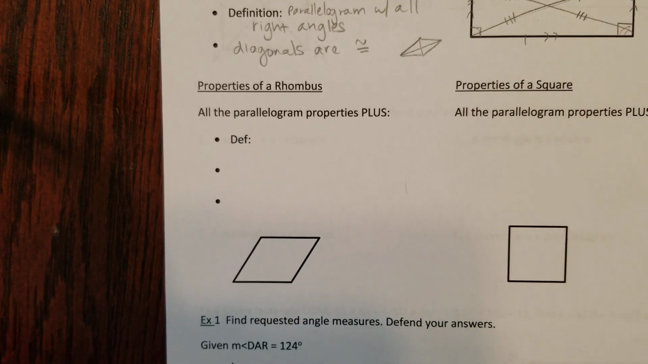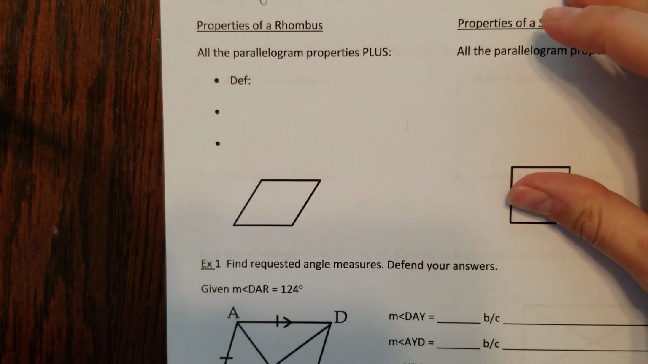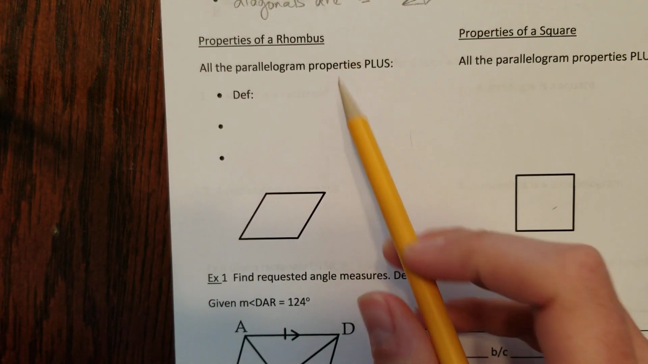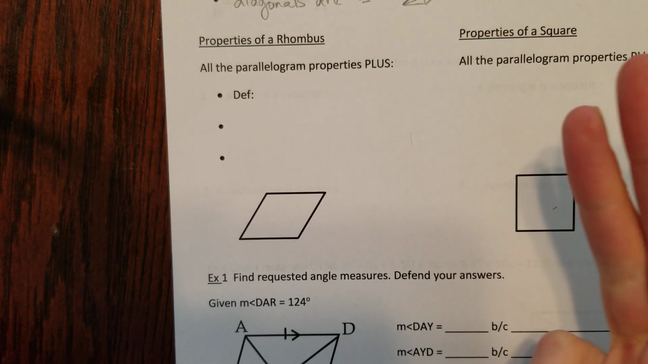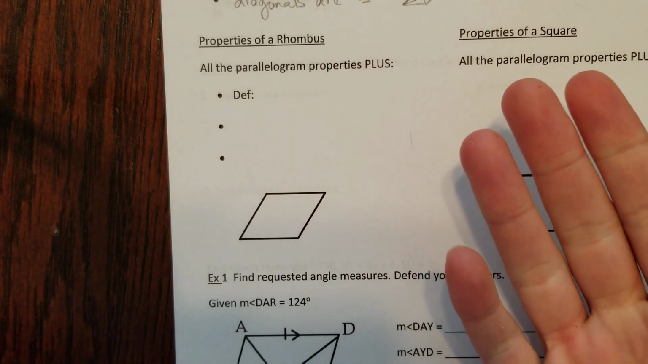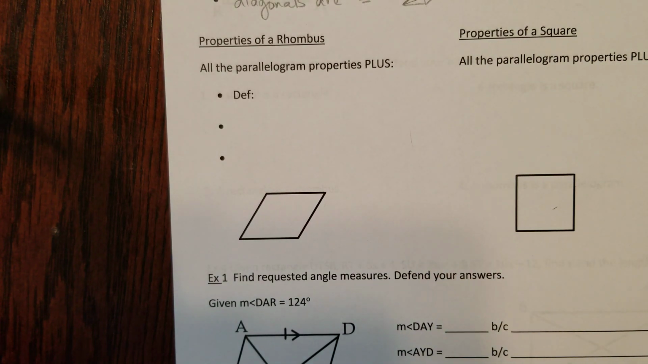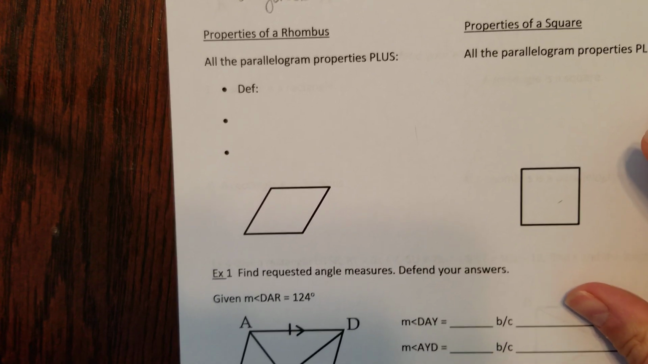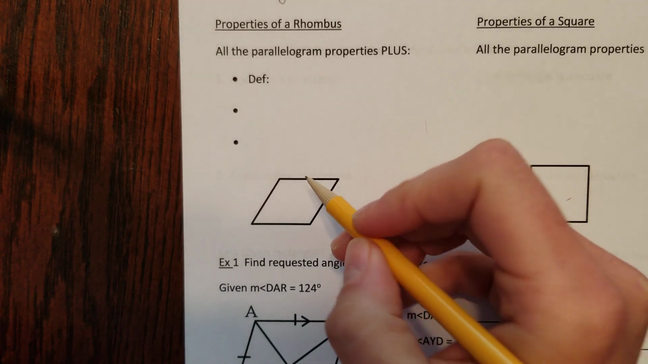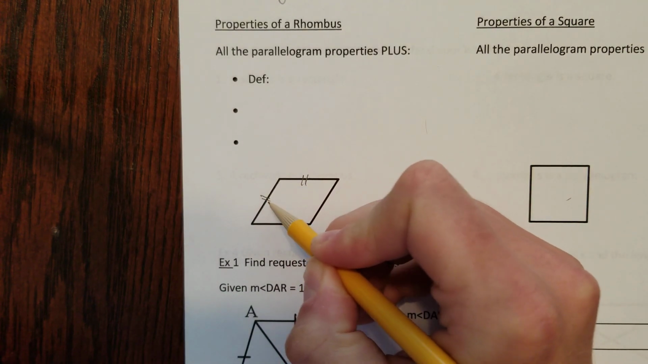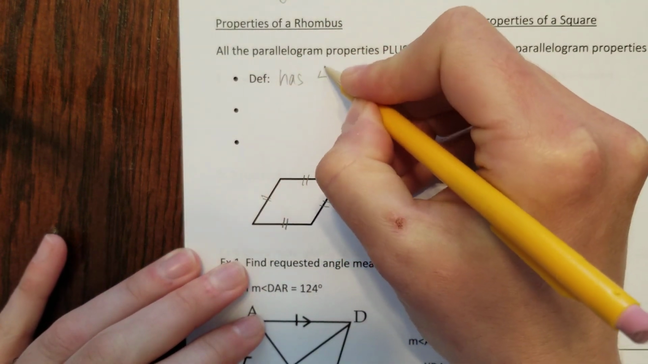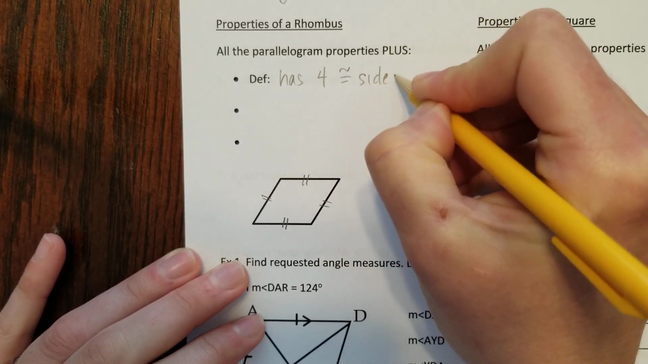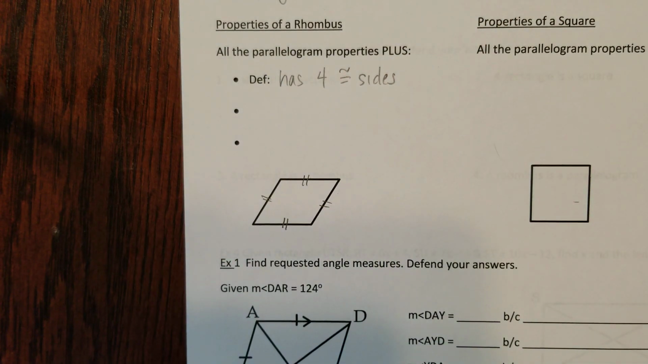All right, so let's move on to a rhombus. Now, a rhombus looks a lot like a parallelogram. So it actually is a parallelogram, which means it has all of the parallelogram properties. Opposite sides parallel, opposite sides congruent, opposite angles are congruent, diagonals bisect each other, and consecutive interior angles are supplementary. But there's a couple special things about a rhombus that set it apart. So what makes a rhombus a rhombus? The definition is that all sides are congruent. It has four congruent sides. So it's a parallelogram that has four congruent sides.